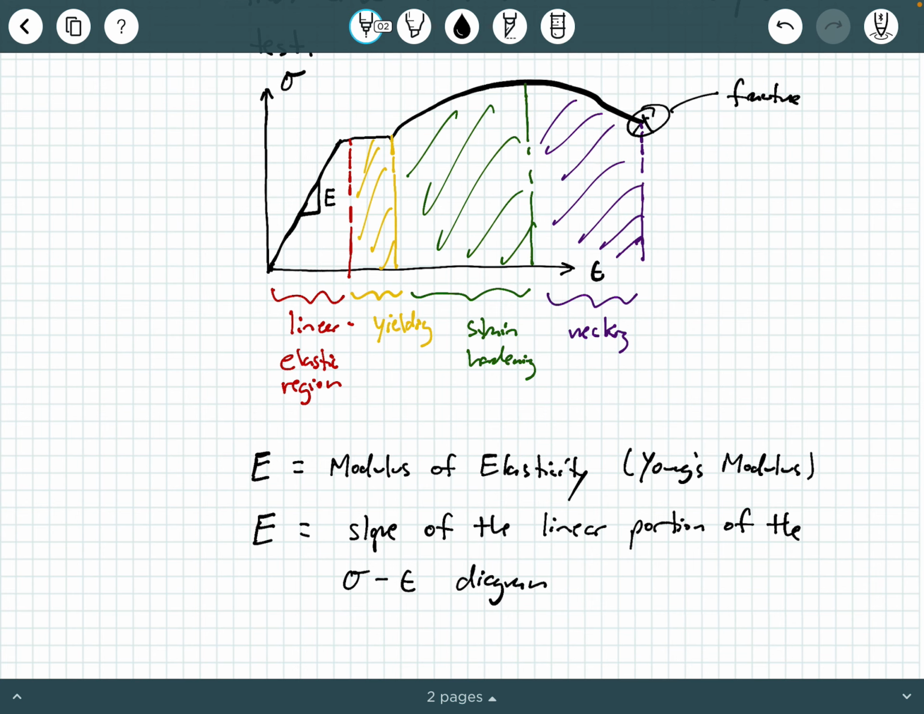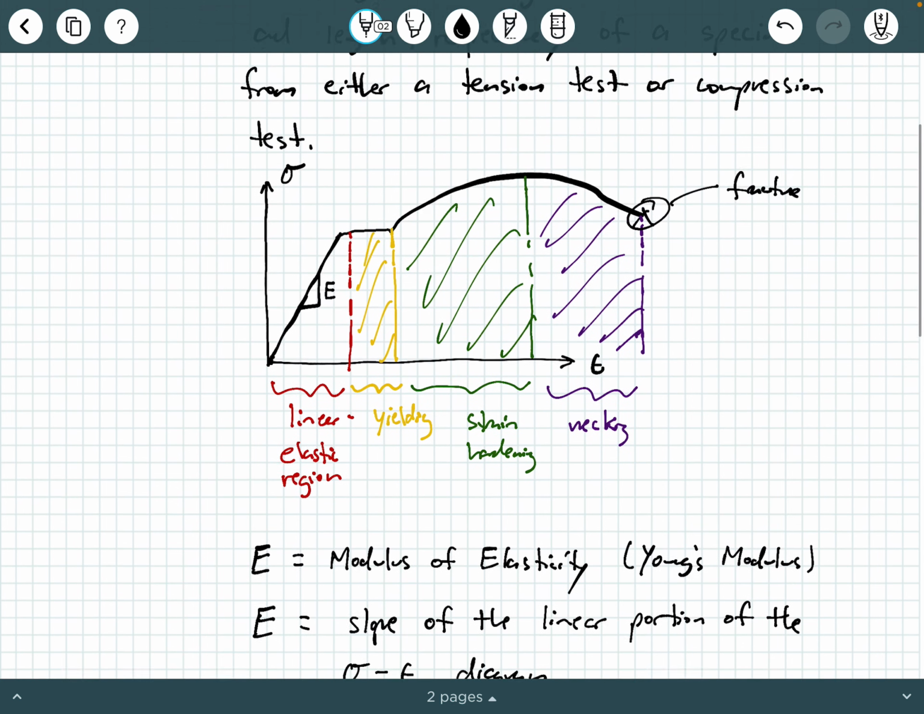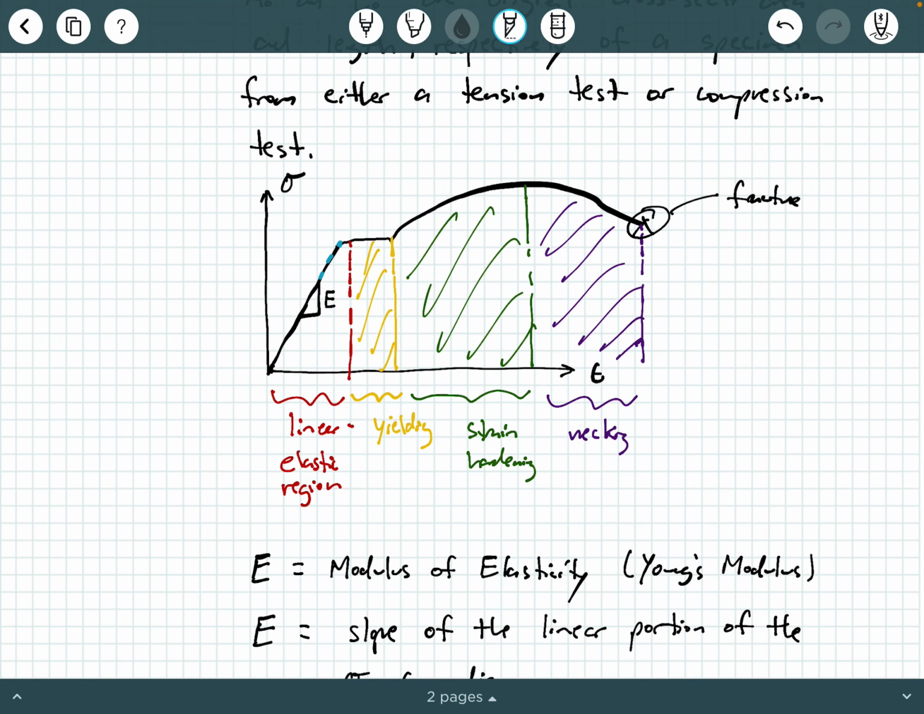Now, if you look at this linear portion here, you can relate stress and strain and Young's modulus by a handy little equation, which we sometimes call Hooke's law, okay? So if you just look at this, it's a linear equation, right? It's a linear equation. So this is the slope.